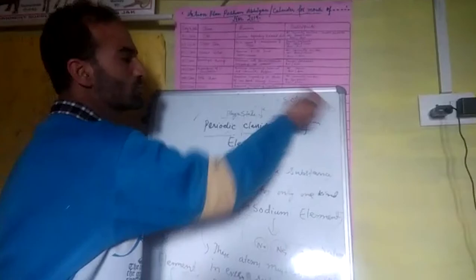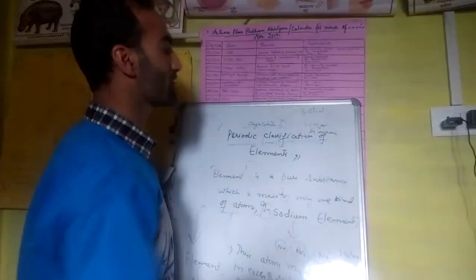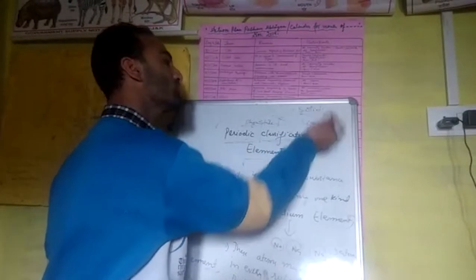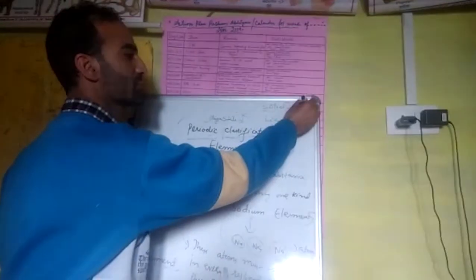Most of the elements, which presently are 118 elements, are present in solid form.